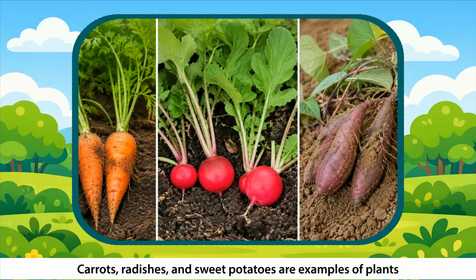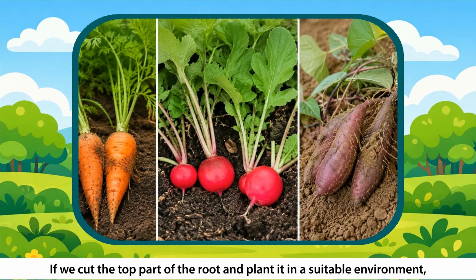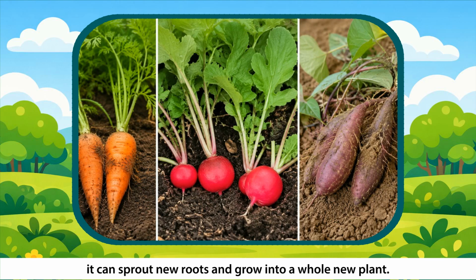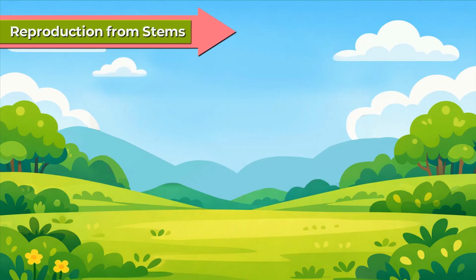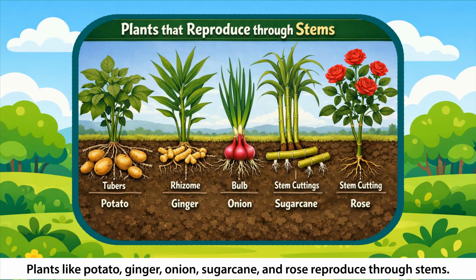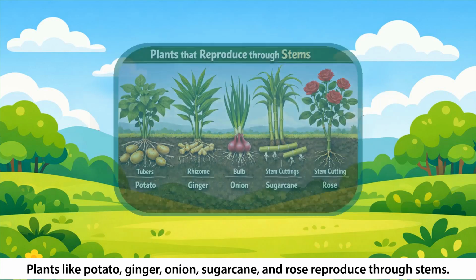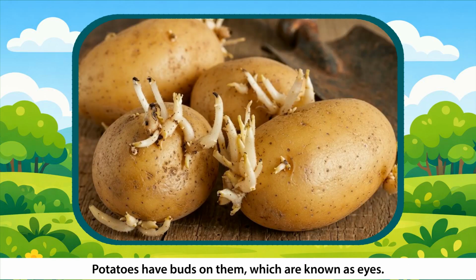Reproduction from roots. Carrots, radishes and sweet potatoes are examples of plants whose roots can give rise to new plants. If we cut the top part of the root and plant it in a suitable environment, it can sprout new roots and grow into a whole new plant. Reproduction from stems. Plants like potato, ginger, onion, sugarcane, and rose reproduce through stems. Potatoes have buds on them, which are known as eyes.